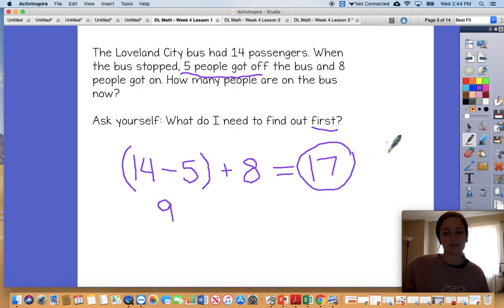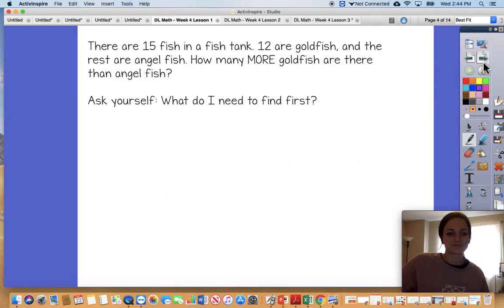There's a couple different ways you could have solved this problem. You could have said, well, 5 people got off and 8 people got on. 8 minus 5 is 3, so that just means they gained only 3 more people, and 3 plus 14 is 17. That's another way to think of it. I know some of you probably went that way. There's a lot of different ways to solve this problem. All right, let's look at another one.